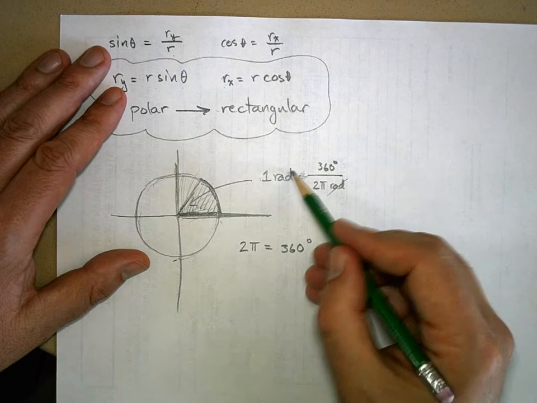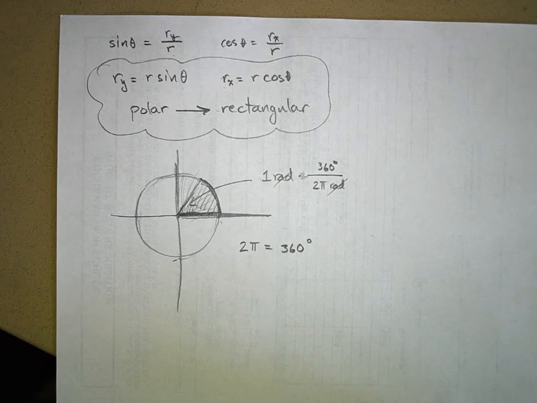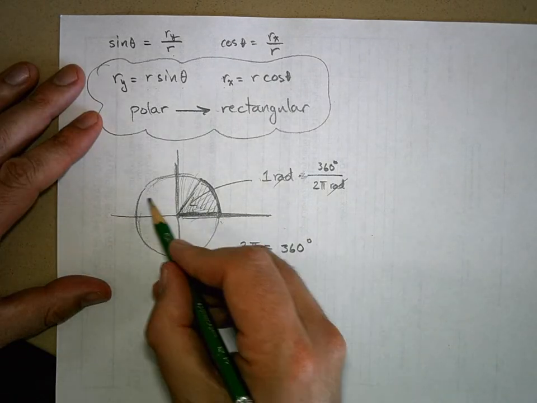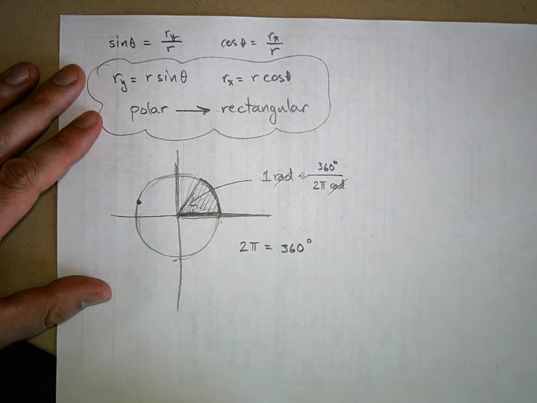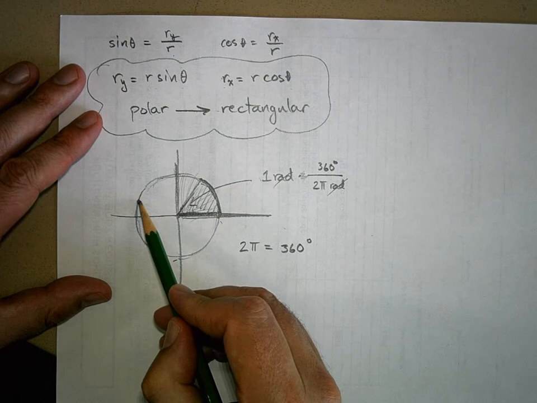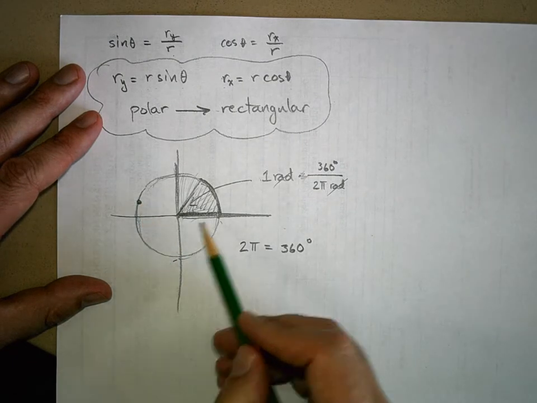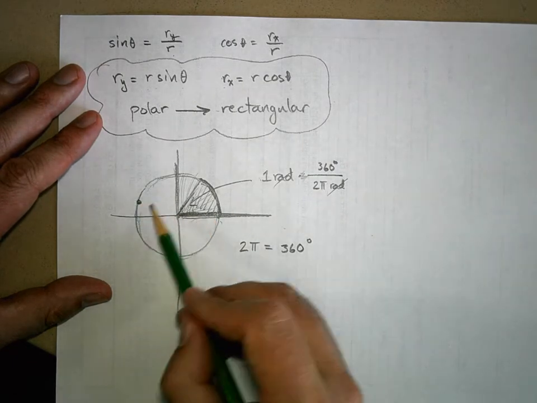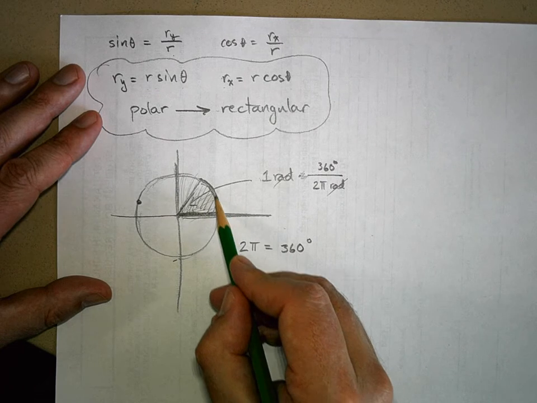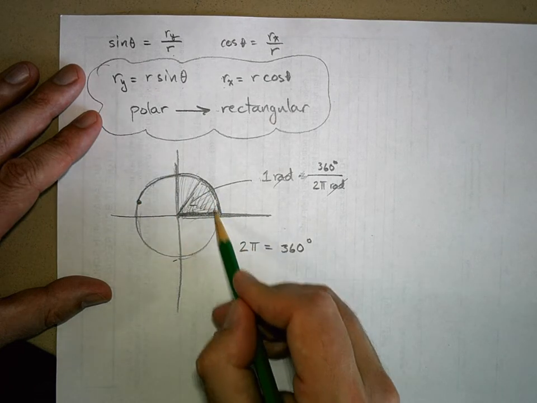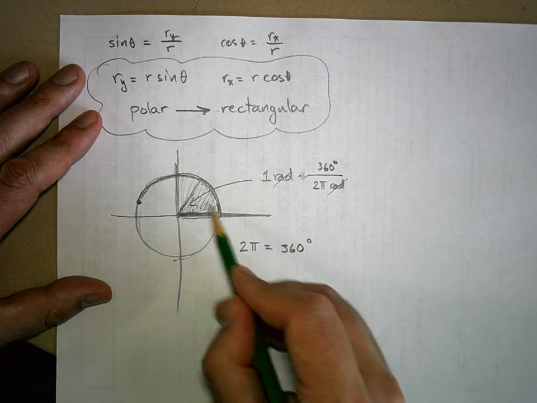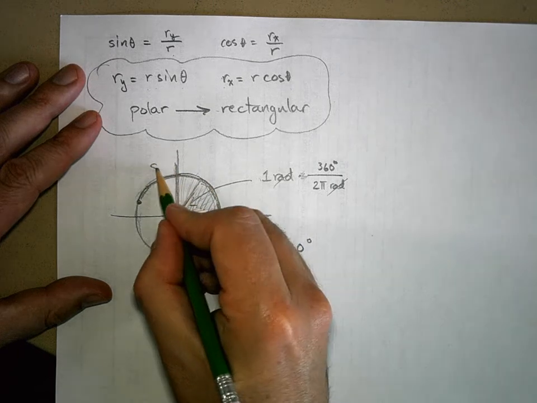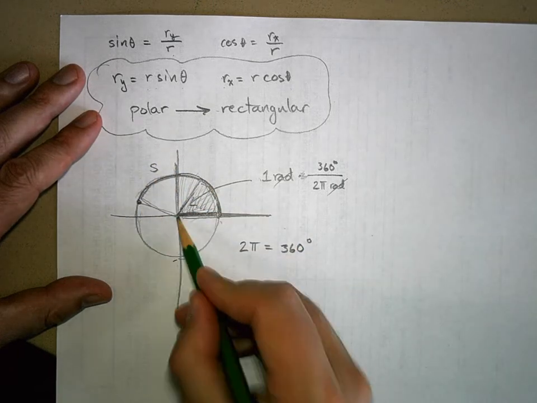Now remember that a radian is a ratio of 2 lengths. Let's say I want to know where this location is, in terms of radians. How many radians have I swept out? We'll measure this arc length around the circle, and we call that S, and divide it by the radius, and that'll be your number of radians.